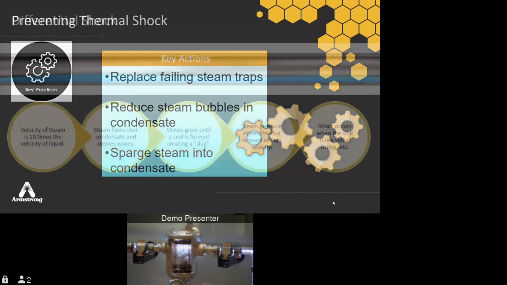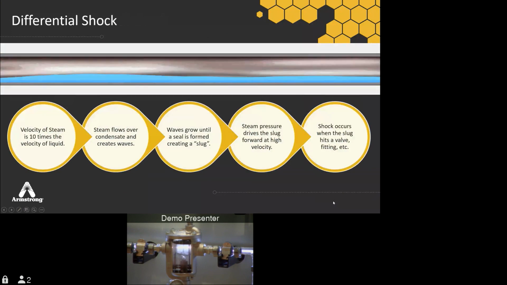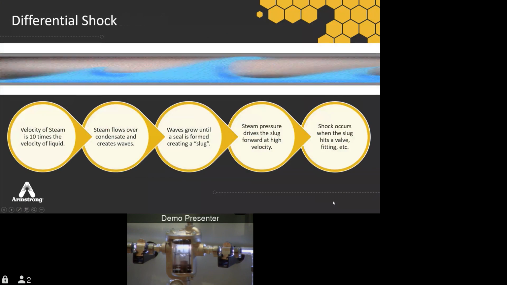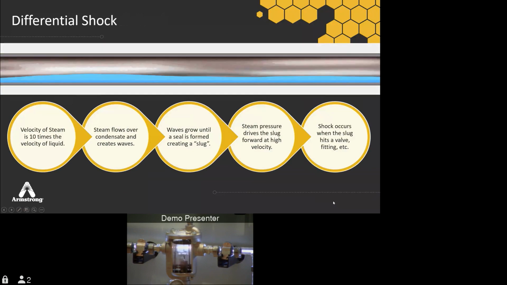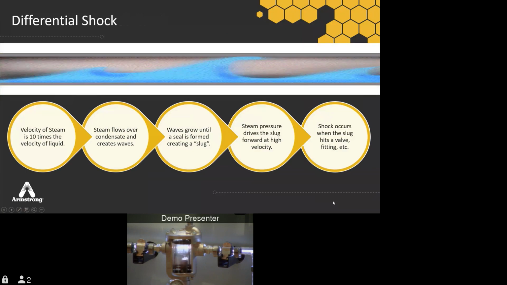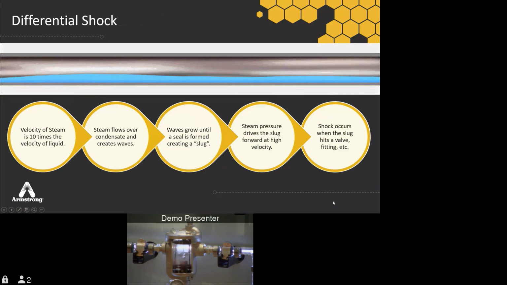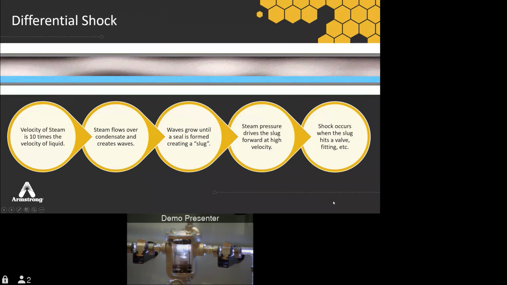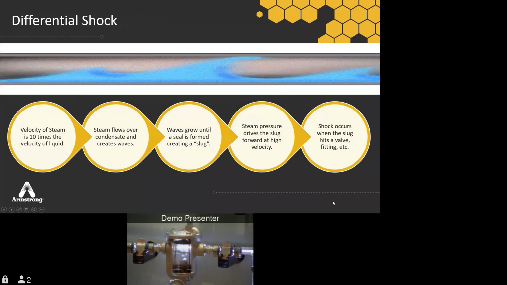The last type of water hammer is differential shock. This works on the difference in speed between steam and condensate. So if you imagine a pipe that's about halfway full of condensate, it's moving along, and you have steam running over the top of it, what will happen is, because the steam is moving so much faster, it creates little waves on that top layer of condensate. And if those waves get big enough, it'll fill the entire cross section of the pipe, creating a water seal.